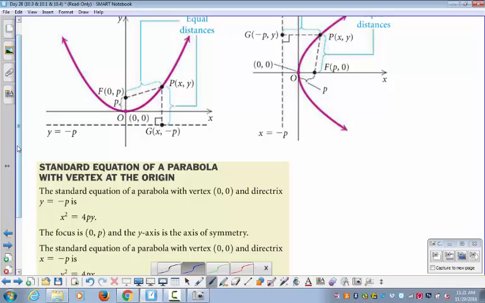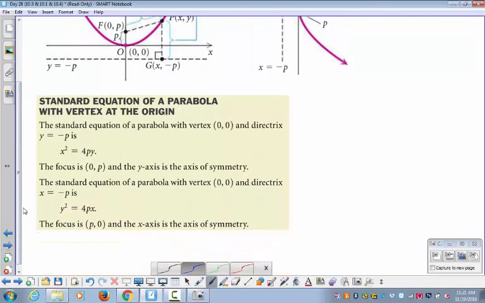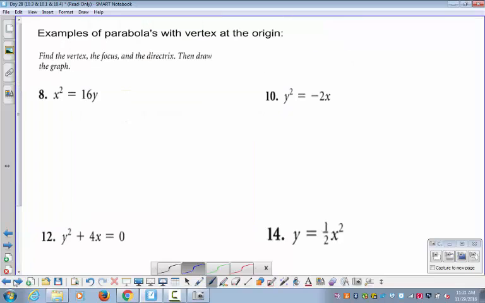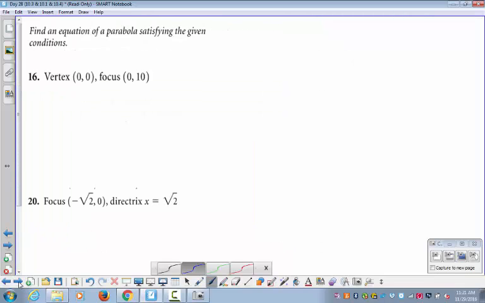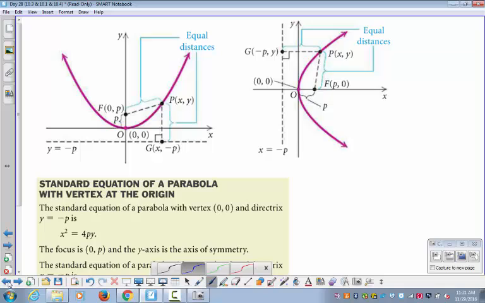Hold on one second. Let me just think for a second. Can P be positive or negative? Do we say that P is negative? Let's think quick. Yeah, so P can be positive or negative. If P is positive, it opens up or right. If P is negative, it's going to open down or left.